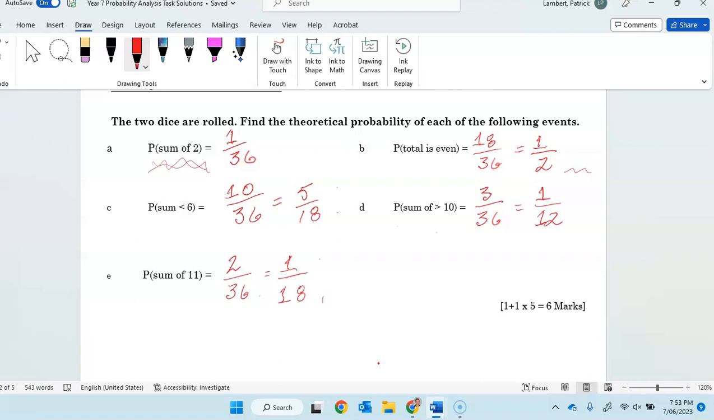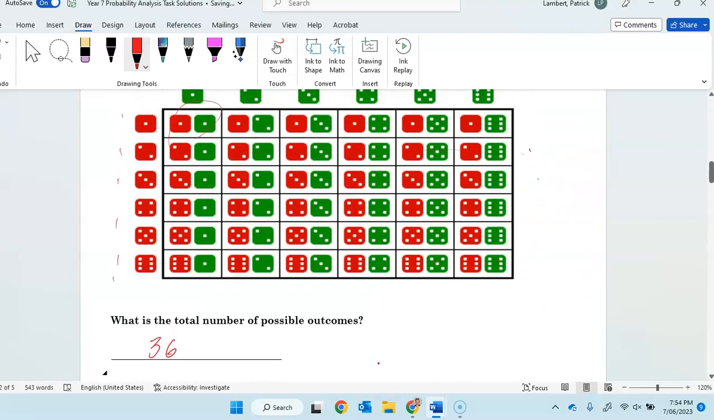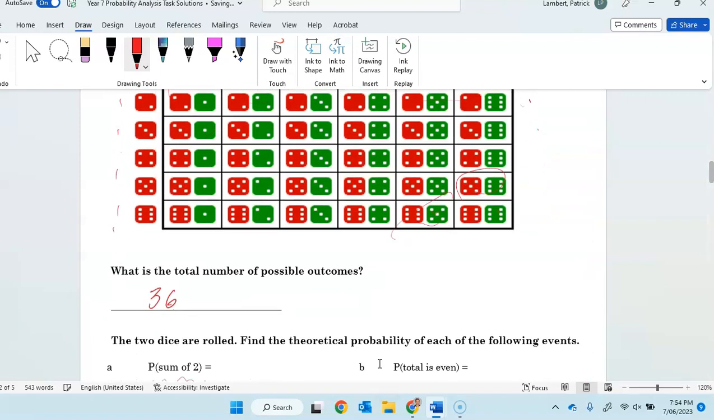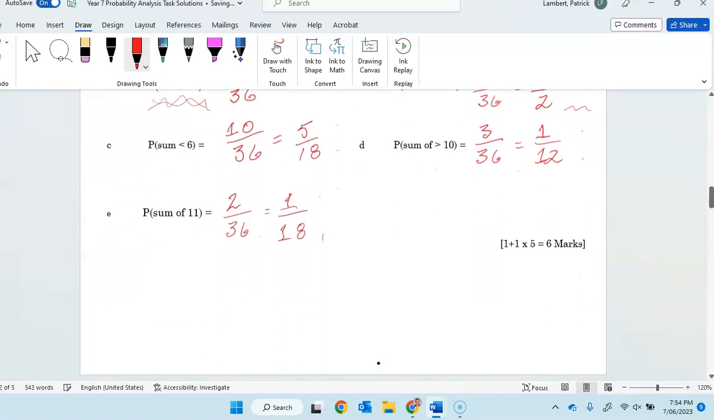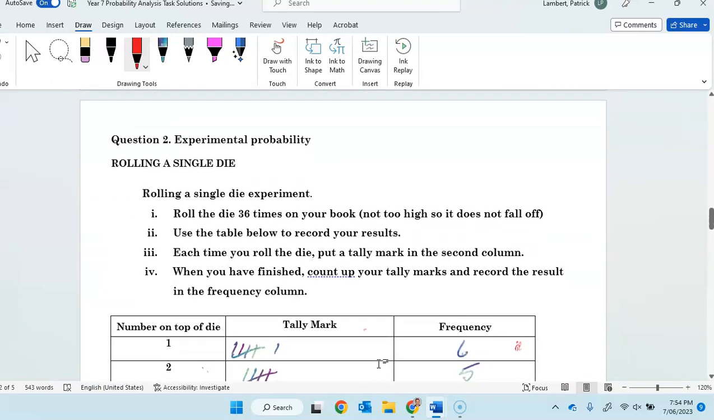Sum of greater than 10, which will be 11 and 12. There's 2 of 11 and 1 of 12, so that's 3, and that 3 in 36 reduces down to 1 in 12. The probability of the sum of 11 is 1 here and 1 here, so that's 2 in 36, which reduces down to 1 in 18. And we always reduce it down.